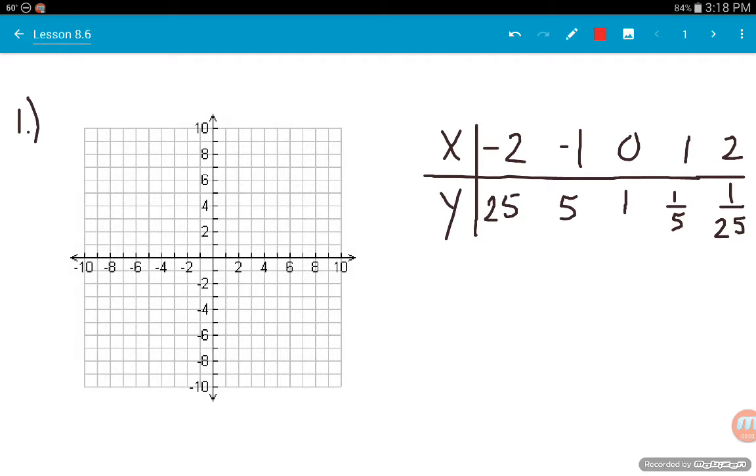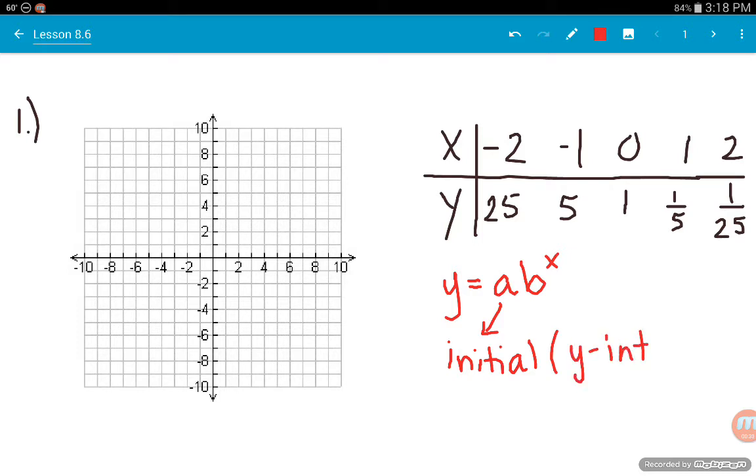So, like I said in class, lesson 8.6 is just kind of piggybacking off of lesson 8.5 in the fact that we're still going to be dealing with the same formula. So we're talking about exponential expressions that take this form, y equals a b to the x, and remember that a is our initial value, that's where this exponential graph is going to cross the y-axis. So I'm going to call it the y-intercept.